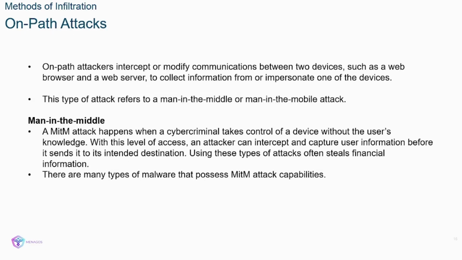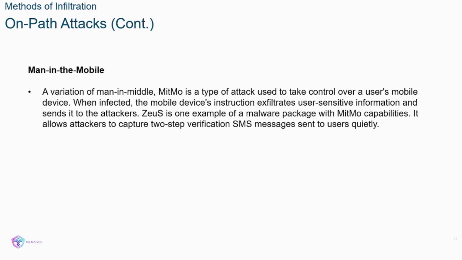On-path attacks, also called man-in-the-middle attacks, happen when someone intercepts communication between two devices. For example, between your browser and your bank. If attackers get in the middle, they can steal login info or even alter transactions. A newer variation is man in the mobile, where malware on your phone can intercept two factor authentication texts.